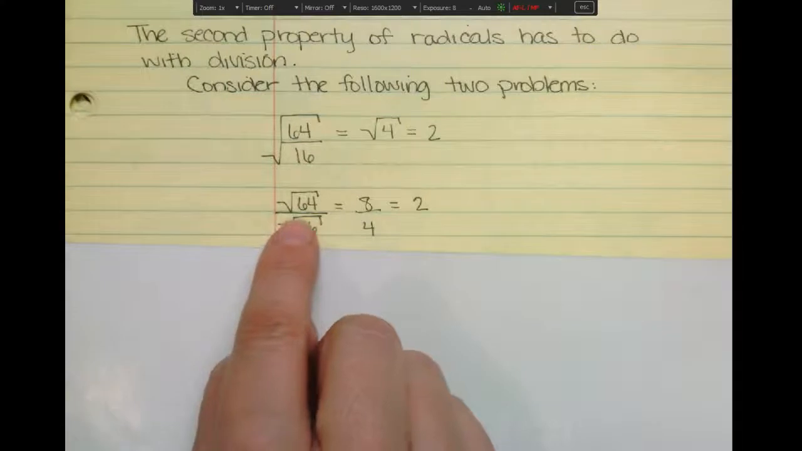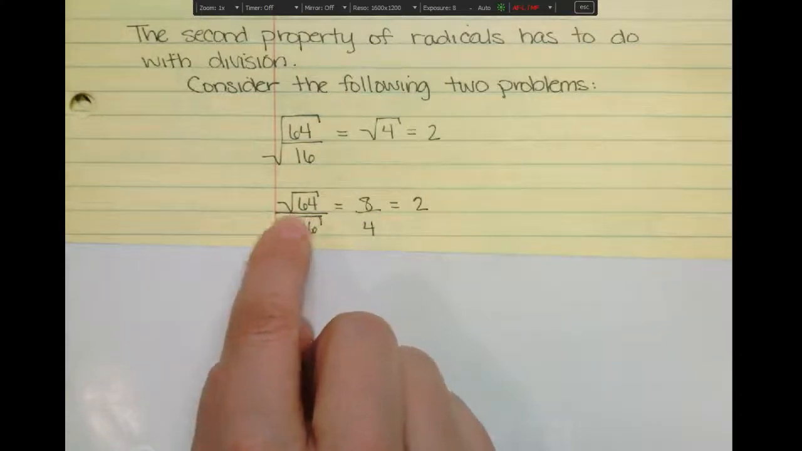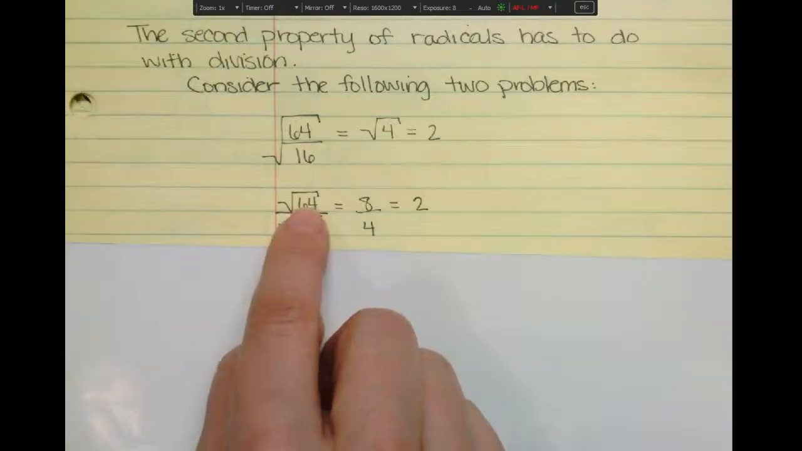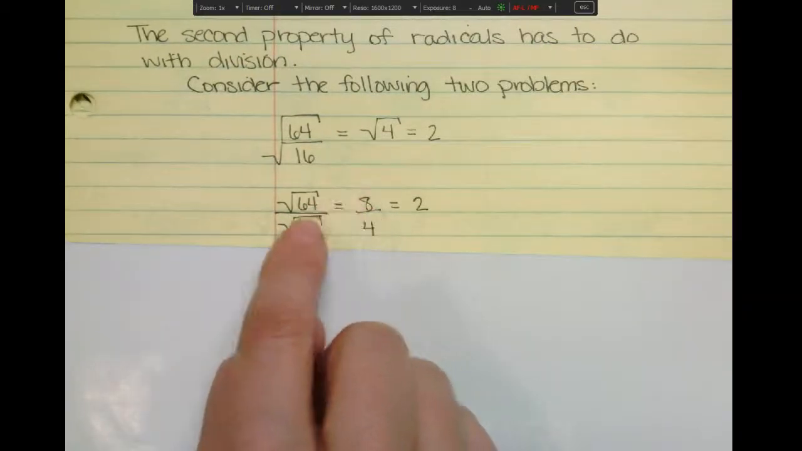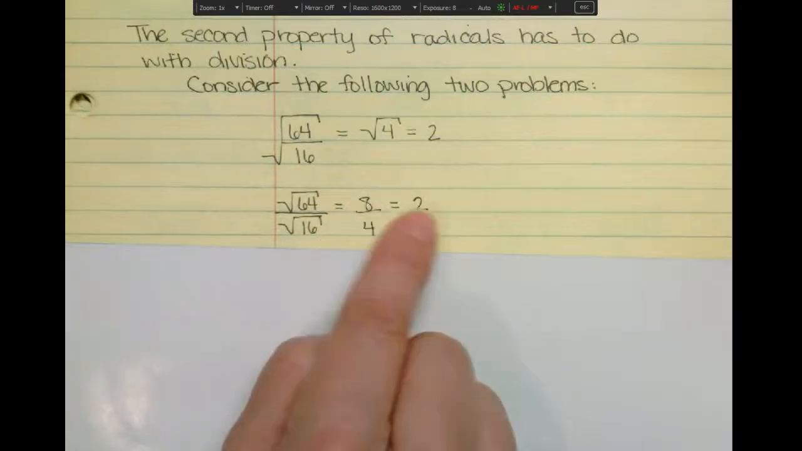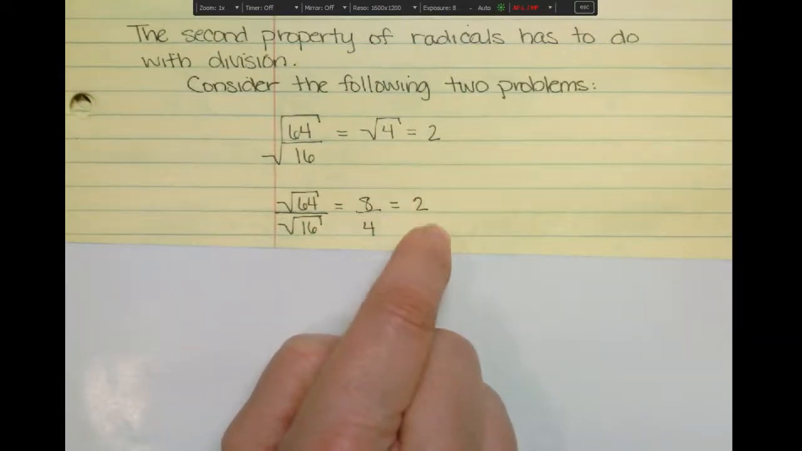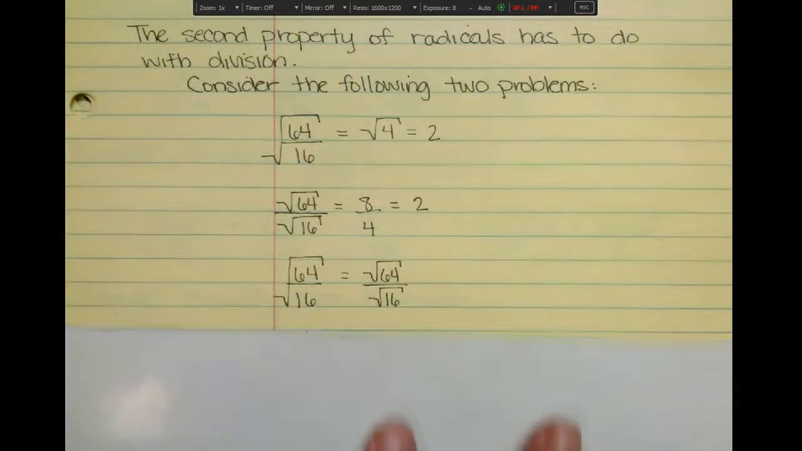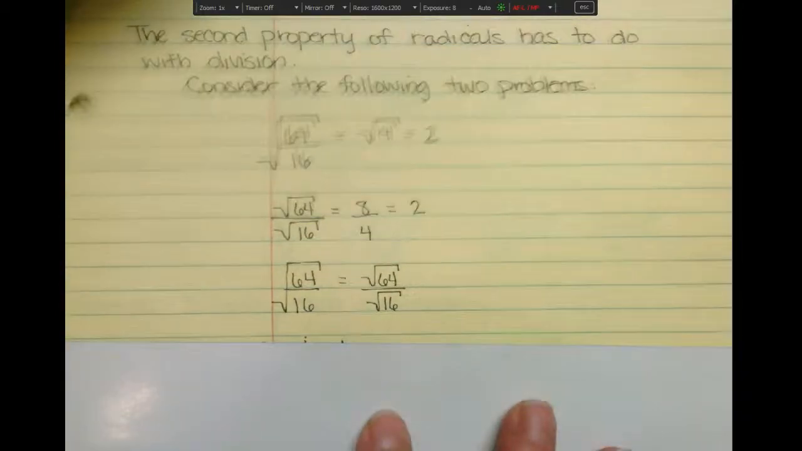If I have the square root of 64 divided by the square root of 16, the square root of 64 is 8, and the square root of 16 is 4. 8 divided by 4 is 2. It's the same solution. So here's my property.